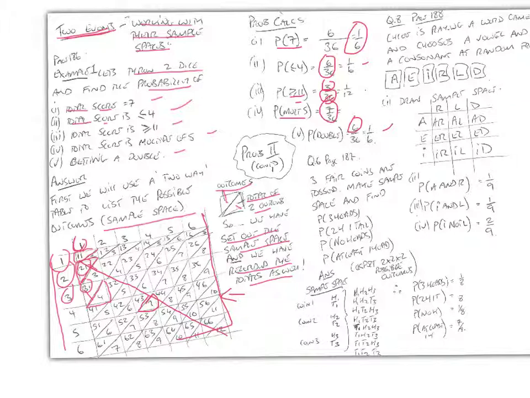So we've worked with the sample space, we've drawn the sample space, but we've also worked with it in that we've totaled the actual outcomes. Now here's another question from page 187 in your book.